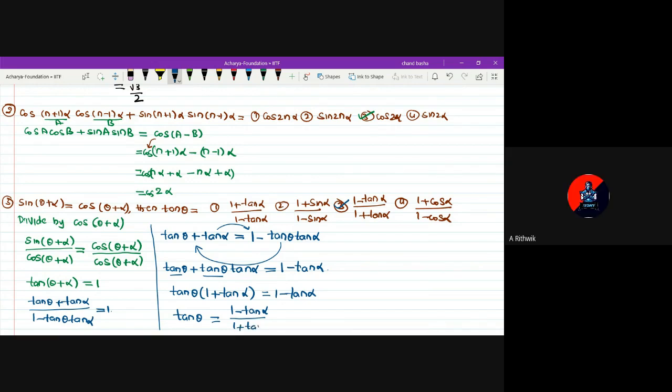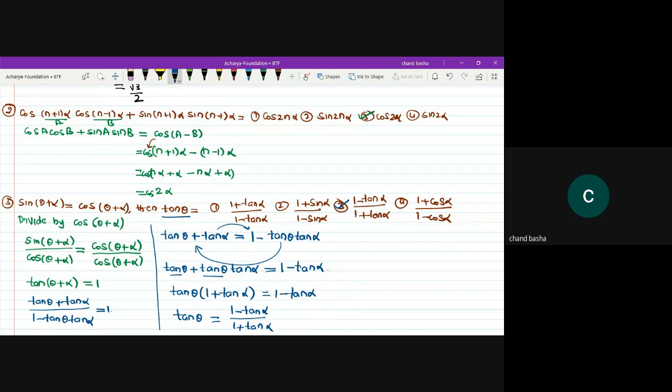Sir, just 1 second, please. Within 1 or 2 steps, I got the answer, because the requirement is you have to observe tan. Tan we will only get when we have sine upon cos. First, I can make use of sine upon cos, so we can get it only by dividing cos of theta plus alpha on both sides.